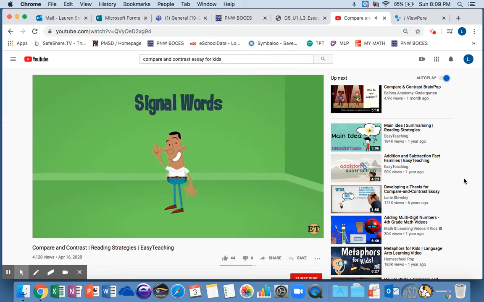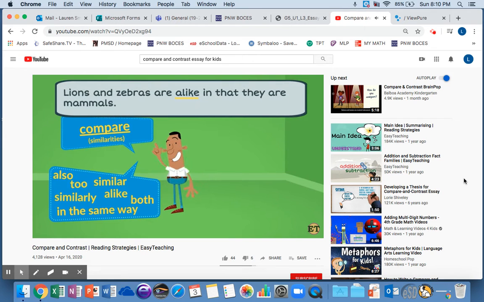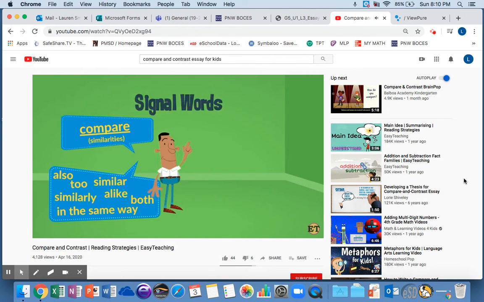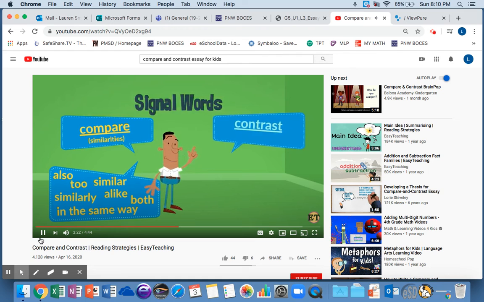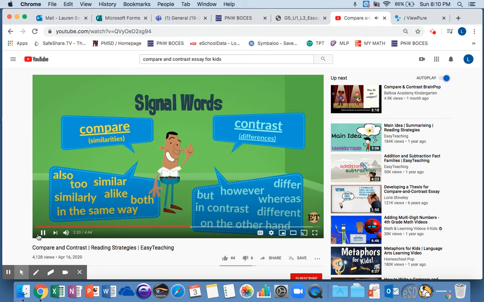These words or phrases are used to compare, in other words, to highlight similarities. Also, to, similar, both, alike, same, similarly, in the same way. For example, lions and zebras are alike in that they are mammals. These words or phrases are used to contrast, that is, to highlight differences. But, different, differ, in contrast, whereas, on the other hand, however.